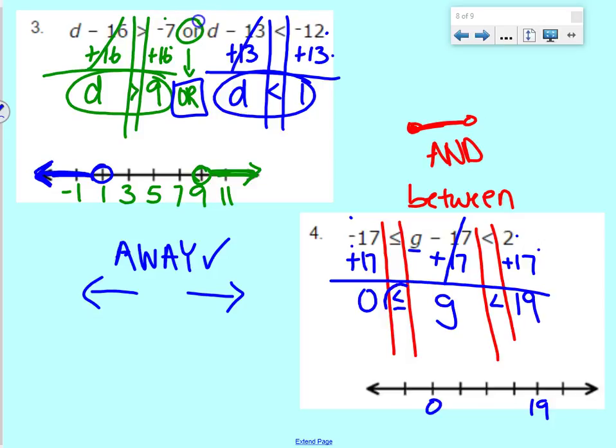0, there's a less than or equal to sign next to it, so we put a closed circle. For 19, there's just a less than sign, so we put an open circle. My apologies. And then it's an AND graph. G is between the two numbers, so that means we shade in between the two circles.